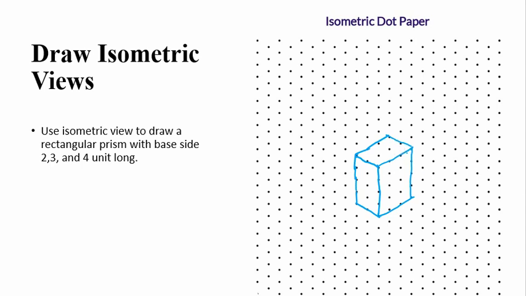Now you can connect the insides also. So 1, 2, 3, 4, right? 1, 2, 3, 4, and that's it. Now this is your rectangular prism, okay? So this is how you draw the isometric views of 3D shapes on isometric dot paper.